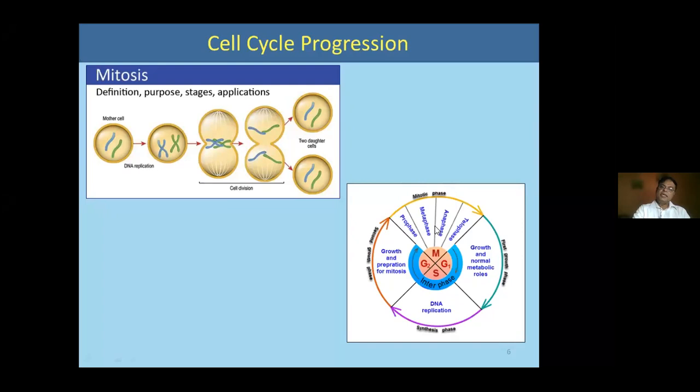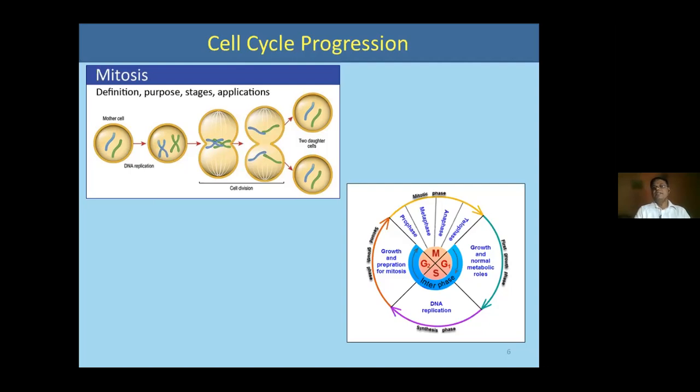And once the DNA is duplicated, the cell enters the G2 growth phase, where the cell double checks whether the sequence of the nucleotide bases in that particular DNA is proper or not. If it is found proper, quality control is done, so it allows the cell to go into the mitotic phase through prophase, metaphase, anaphase, and telophase.